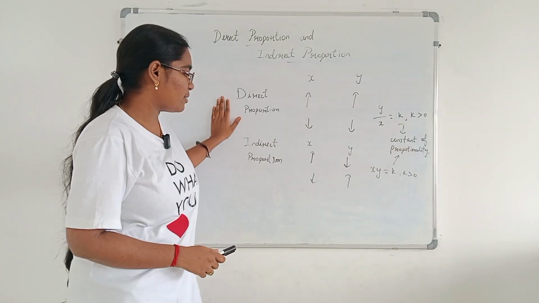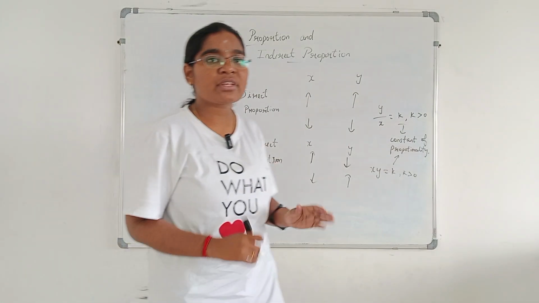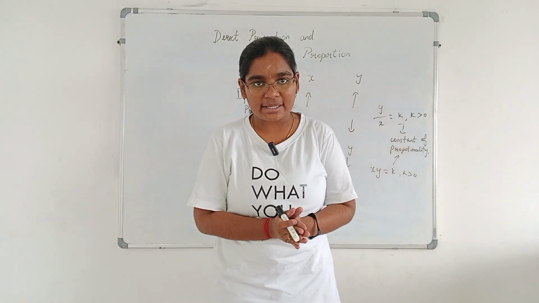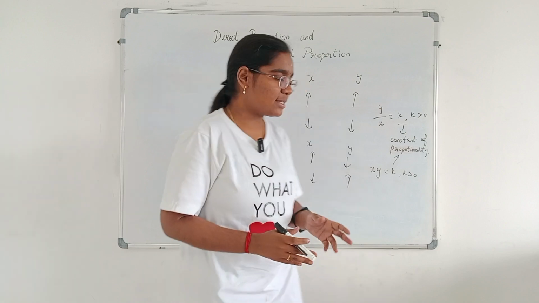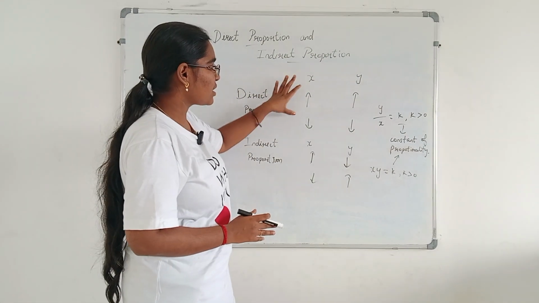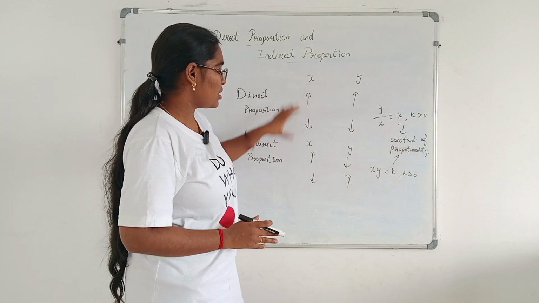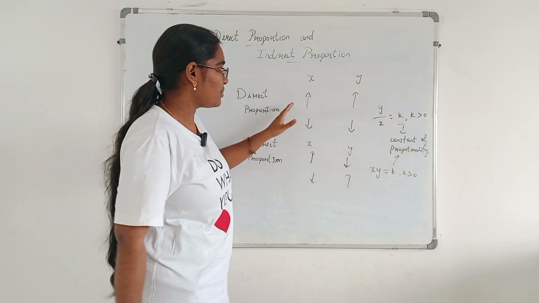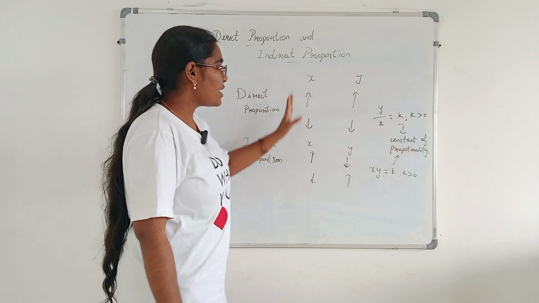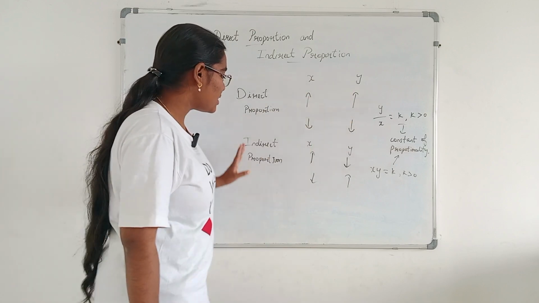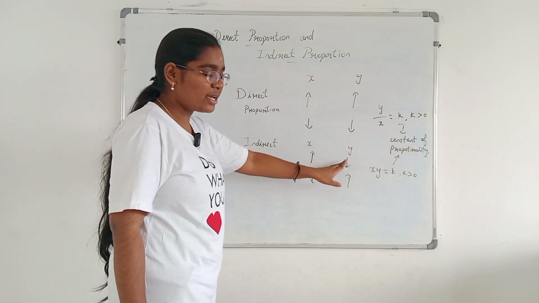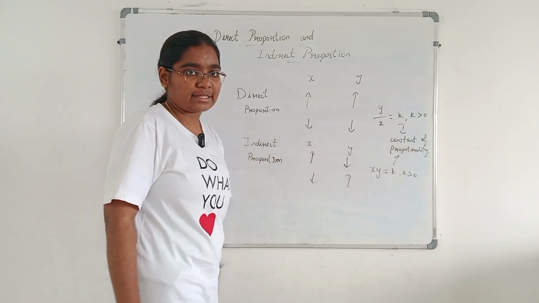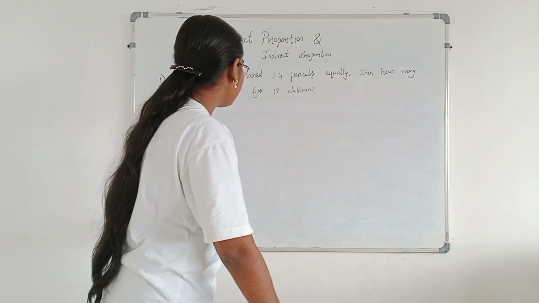Okay, this is what direct proportion and indirect proportion are. They are comparisons of two quantities. The direct proportion varies directly and the indirect proportion varies inversely. That means in direct proportion, if x increases, y increases, and if x decreases, y too decreases. Here in indirect proportion, x increases means y decreases, and x decreases means y will increase. Now we can see an example.